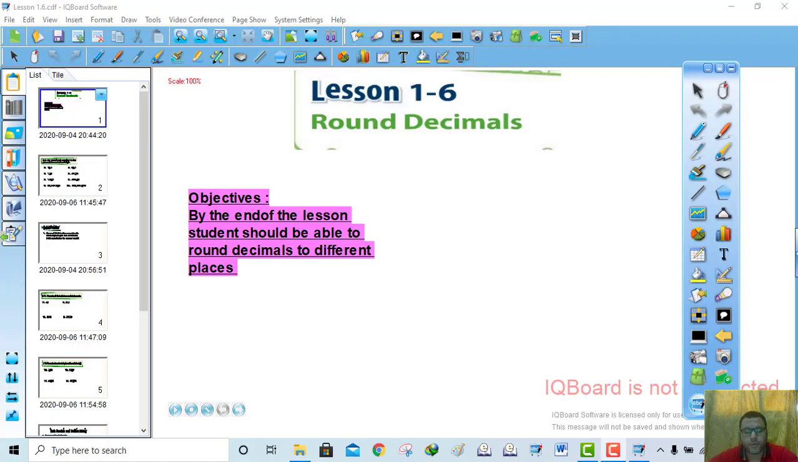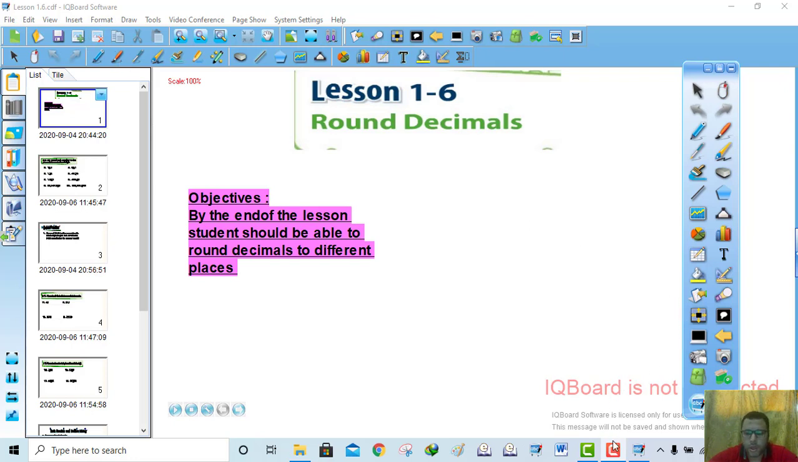How are you each and everyone for our new lesson, lesson 16, round decimals. Our objectives for today: by the end of the lesson, students should be able to round decimals to different places.